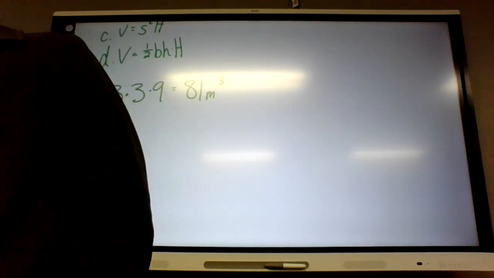So on 4, they already give you the base, so do you just do 132 times... Yeah. So on number 4, the base is irregular. So they just found it for you. That's why it says capital B. It's not there. So yeah, you just do the area of the base times height.